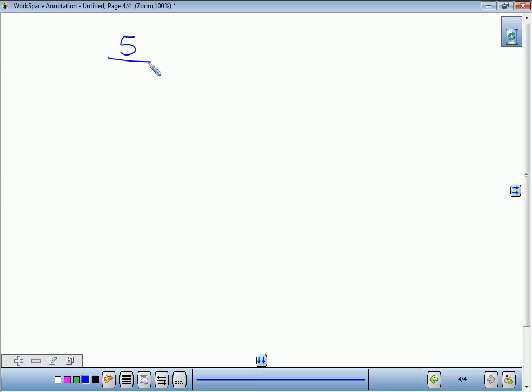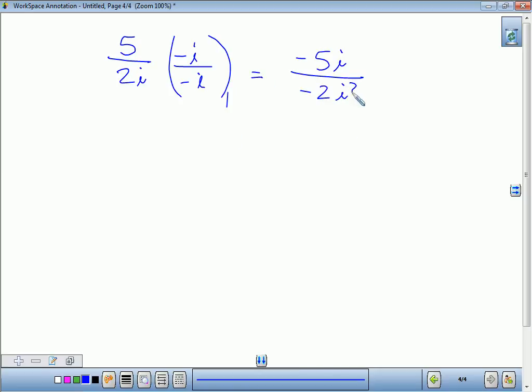Okay, and then division. We can't have an imaginary part in the denominator, so if that's all we have is imaginary, we multiply the top and bottom by -i. And that gives us -5i over -2i squared. Cancels, cancels. -5i over 2. Done.